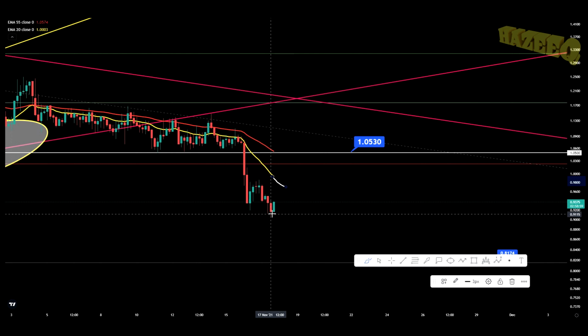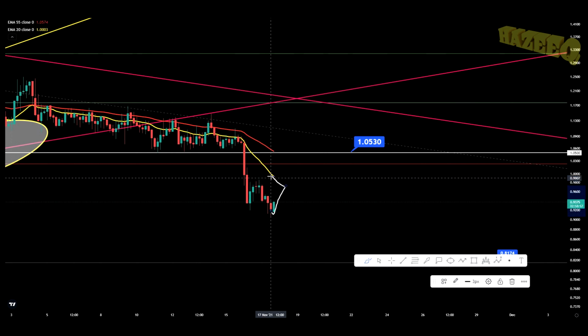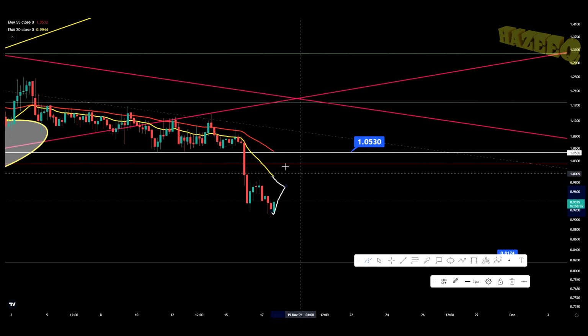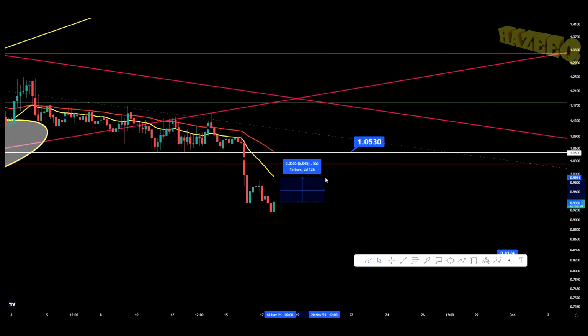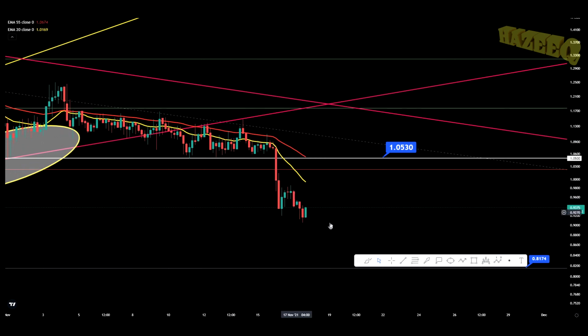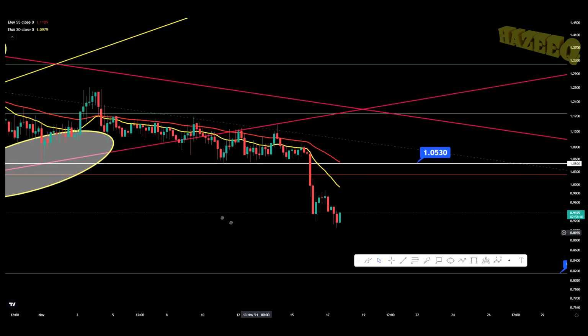Also, we're a bit overextended from the 20 EMA, so I would look for a touch of resistance off of the 20 EMA at least. So if you're looking to get into the project right now and take some quick profits, then a nice 6.5% trade for you right there. So yeah, like I said, great buying opportunity right now.